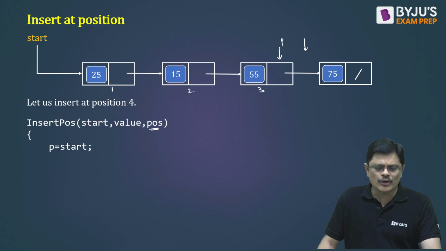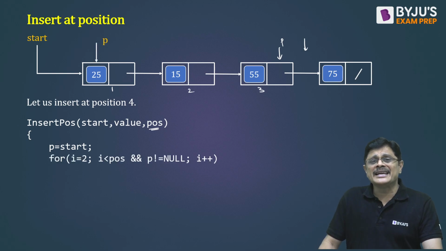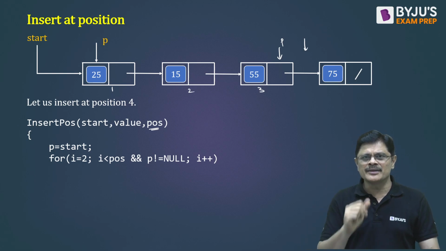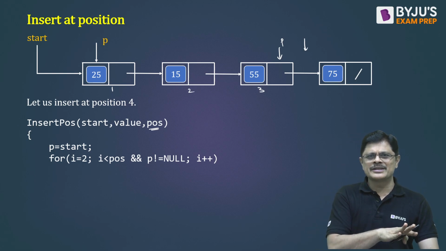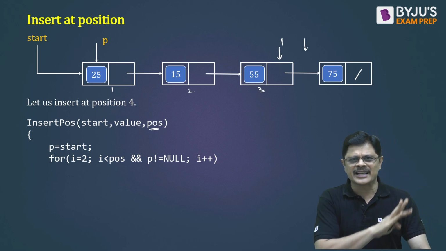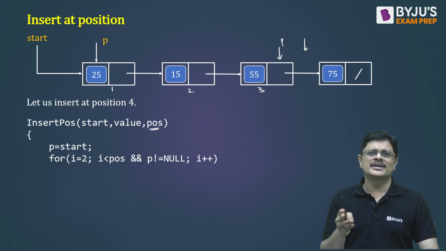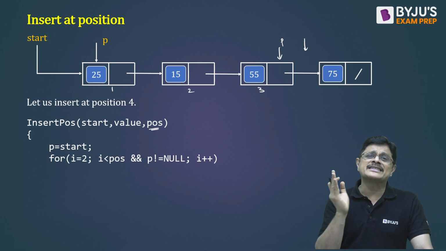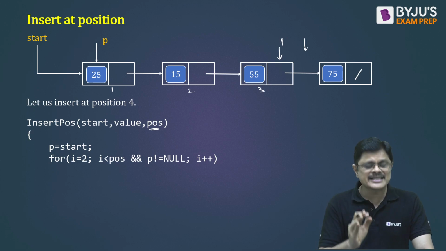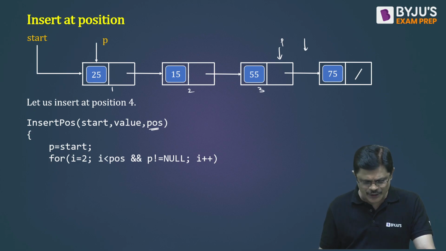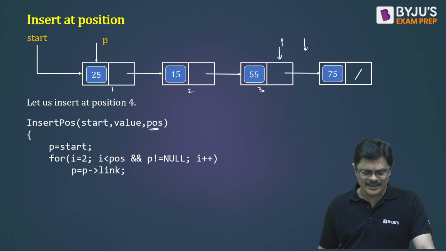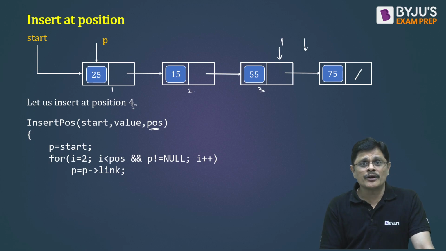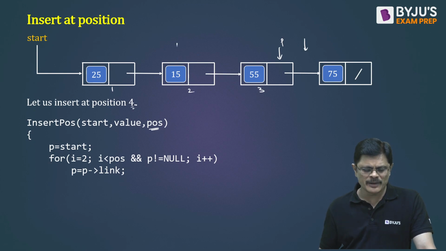So what we do, P is equal to start. Now for I is equal to 2, I is actually finding the position number. First position we don't want to handle here, because first position insertion is directly inserting at the first. But from the second position onwards, we can continue this process. I is equal to 2. If the value of I is less than position and P is not null, you can continue this process, my dear friend. P moves to P link. That is, I less than 4, because position is 4 now. 2 is less than 4 and P is not null, so P moves to P link.